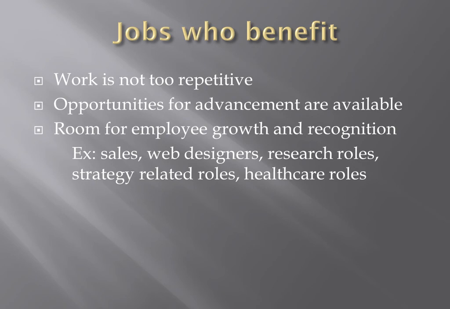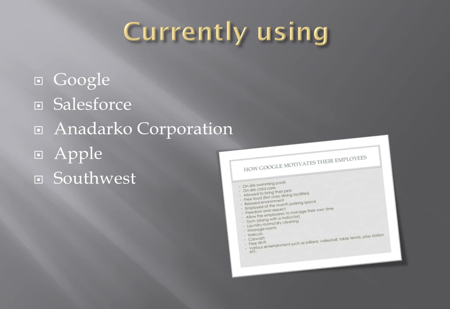Some jobs who benefit. The type of jobs would be where work is not too repetitive, somewhere that has opportunities for advancement, and where there is room for employee growth and recognition. A lot of these are really important to employees, so if they know that going in, that's a big jump for motivation right there. Some companies that are currently using this strategy are Google, Salesforce, Anadarko Corporation, Apple, and Southwest.